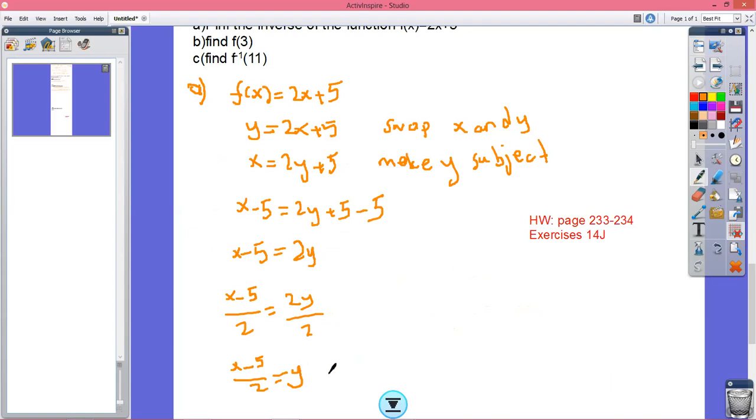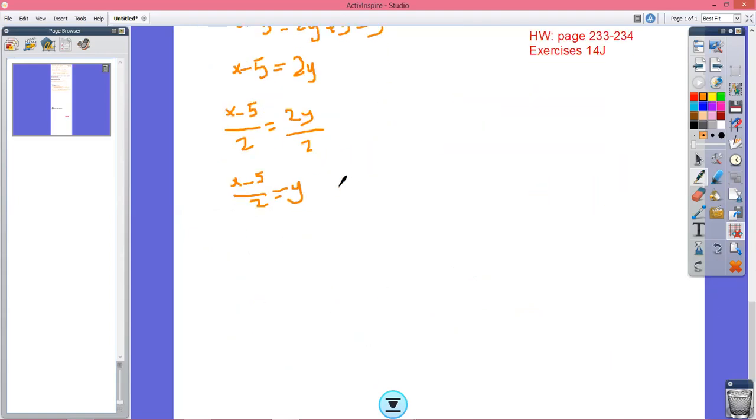Now what was this one? It was the inverse. This is the inverse. That's why instead of Y, I am going to write X minus 5 over 2 is equal to F minus 1 of X.